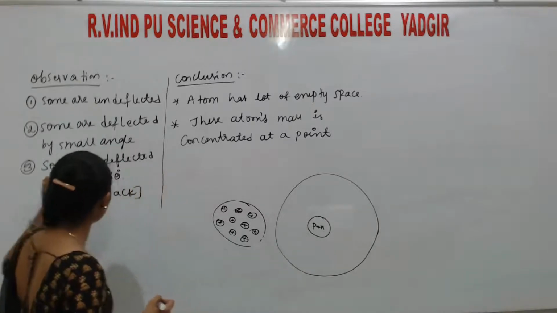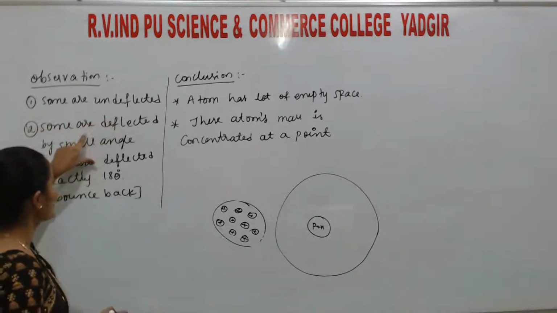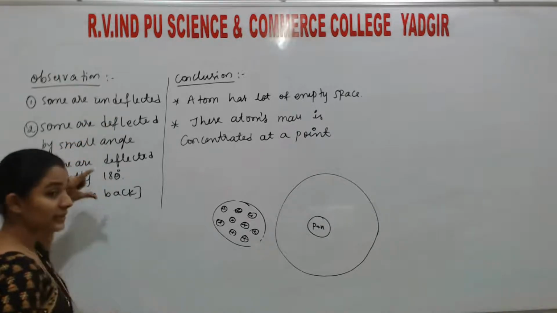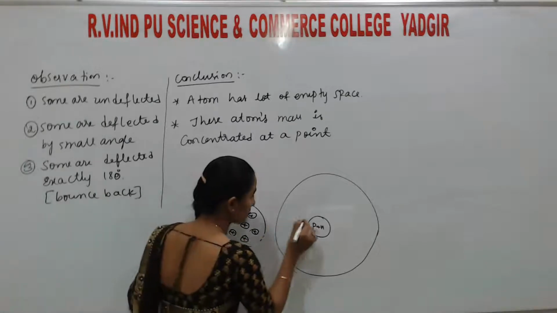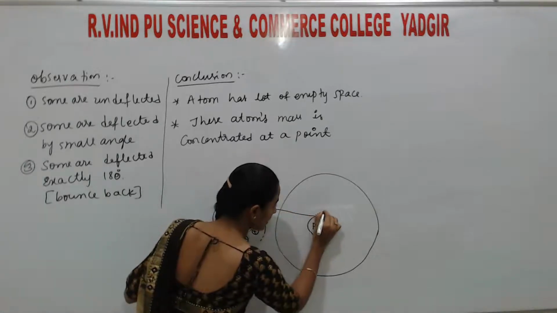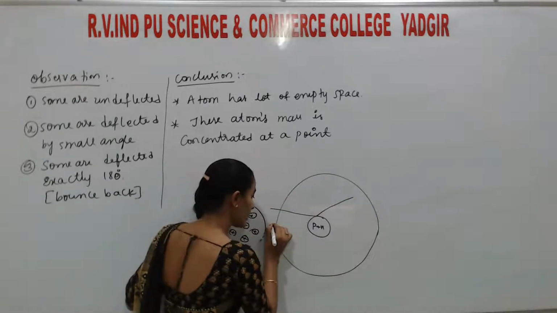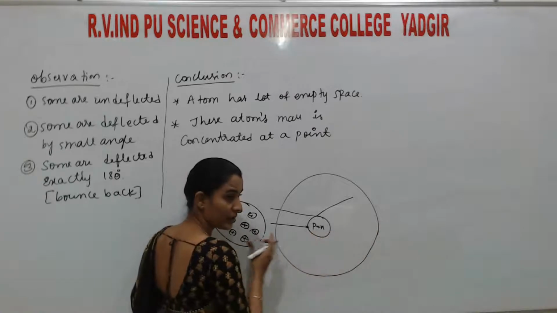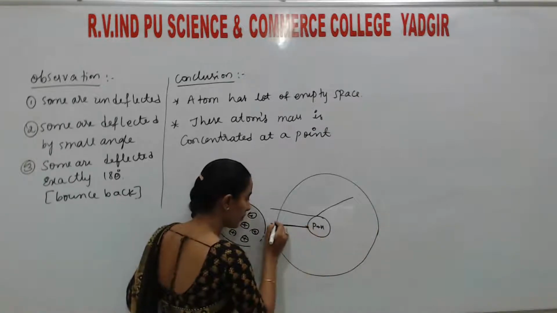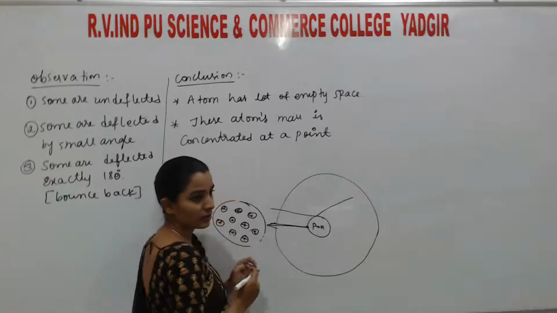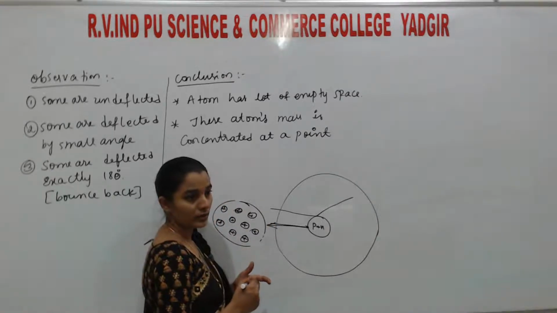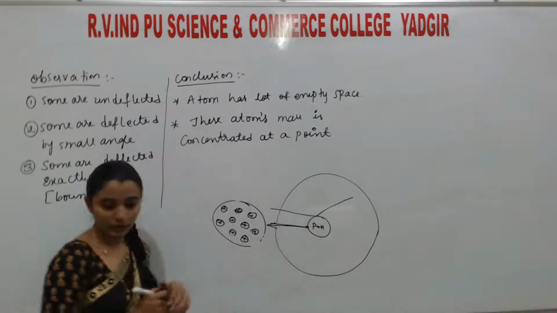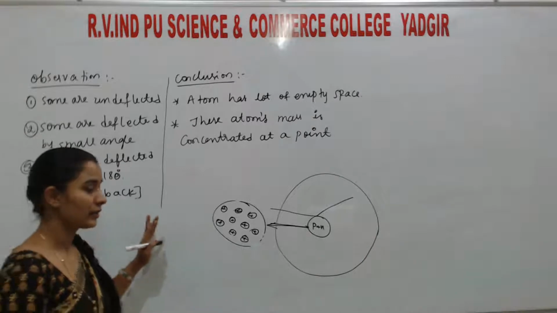That's why when the rays pass nearer to the nucleus, they are deflected by a small angle. If they pass nearer to the positive charge, they bounce back slightly. When they fall exactly on the nucleus, there is no space, so repulsion force acts and they bounce back in the same direction. Some are deflected, some are undeflected, and some are bounced back. This is the conclusion from these observations.